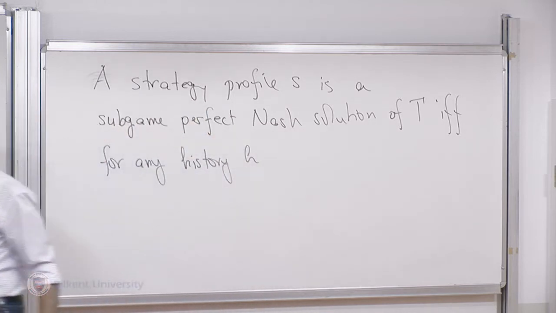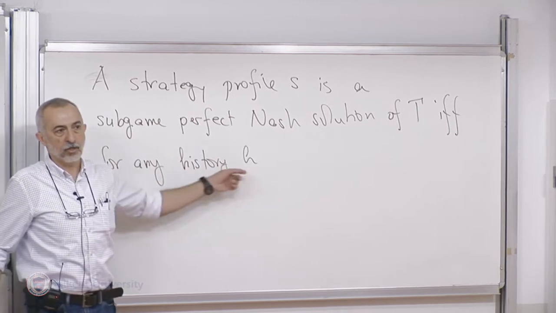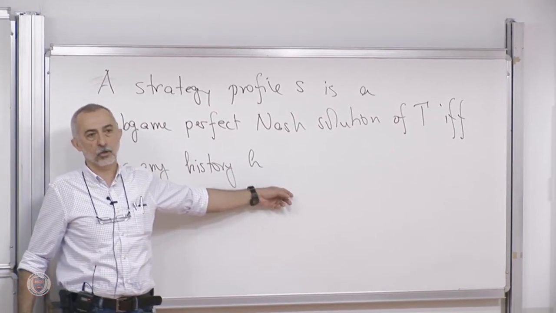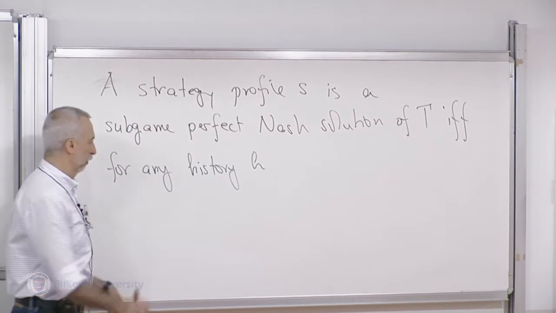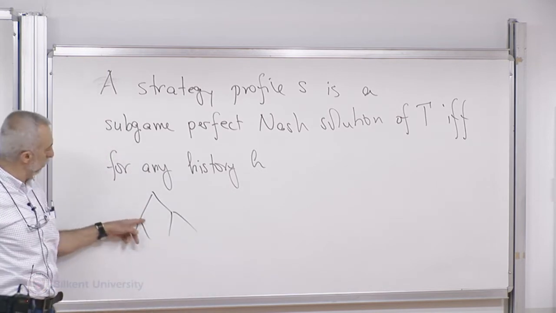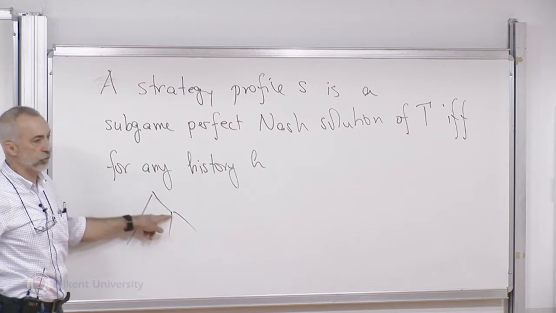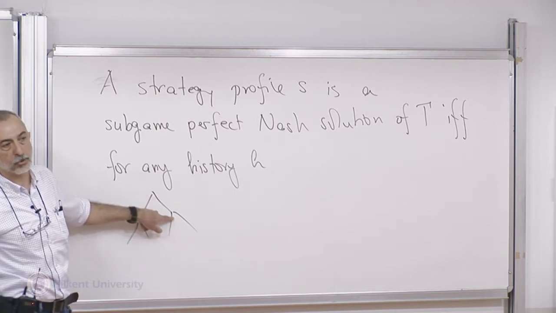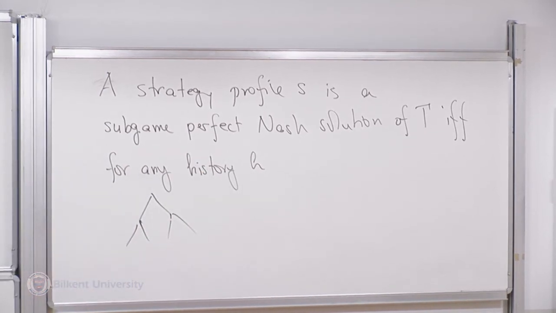By the way, we'll use the word history and node interchangeably, so sometimes I might call them nodes, sometimes I might call them history. For every history, there is a corresponding single node. For every node, there's a corresponding single history. So a node in the tree representation of the extensive form game. For every node, there's a unique history. Every history corresponds to a unique node. So I'll use them interchangeably, okay?